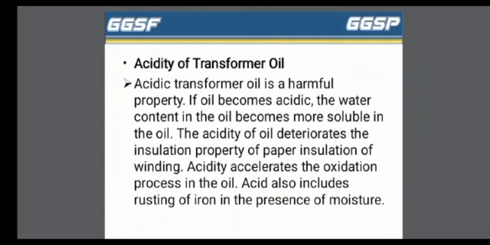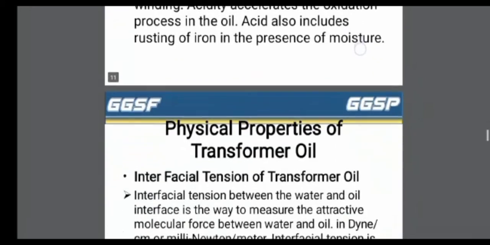Acidity of transformer oil. Acidic transformer oil is a harmful property. If oil becomes acidic, the water content in the oil becomes more soluble in the oil. The acidity of oil deteriorates the insulation property of paper insulation of winding. Acidity accelerates the oxidation process in the oil. Acid also induces rusting of iron in the presence of moisture.